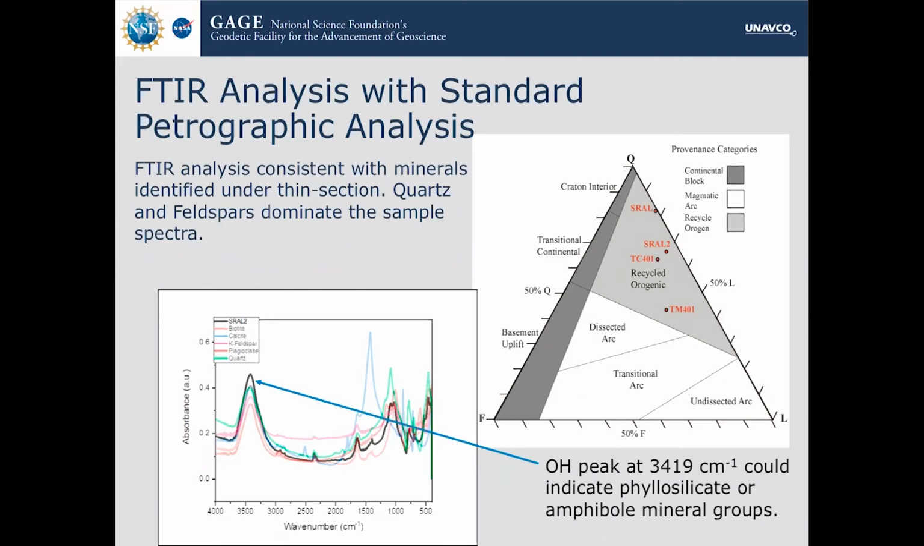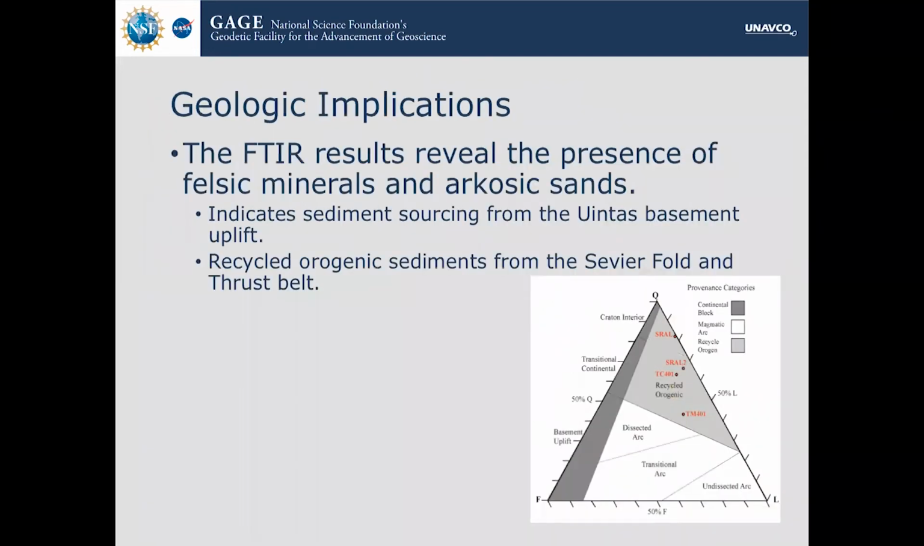There is an OH peak in the sample at 3419, which indicates possible phyllosilicate or amphibole mineral groups. So that was really cool. The geologic implications of this are really good because the FTIR results were able to reveal the presence of felsic minerals and arkosic sands. This is something that the QFL charts, as far as the felsic igneous minerals, did not pick up. This indicates sediment sourcing from the Uinta's basement uplift and also recycled orogenic sediments from the Sevier fold and thrust belt.